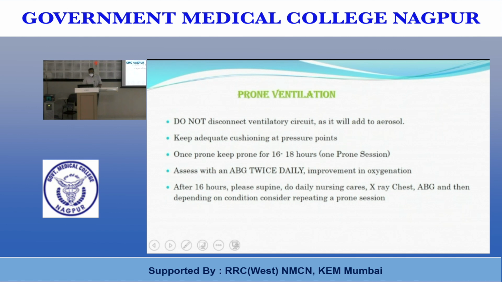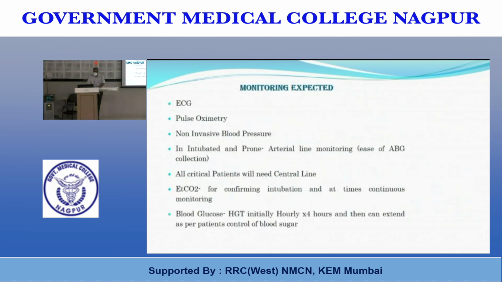After 16 hours, please supine, daily nursing care, X-ray chest, ABG, and depending on the condition of patient, repeat the investigation. So monitoring expected for the patient on ventilator is ECG, pulse oximeter, non-invasive blood pressure monitoring. For ABG, sample collection, arterial line monitoring, or take the blood from the arterial blood for ABG.